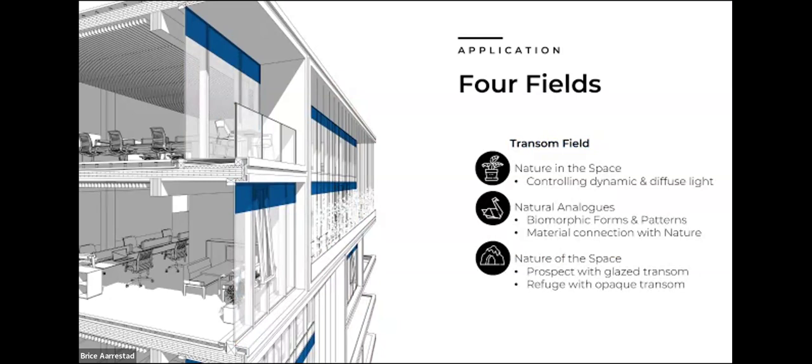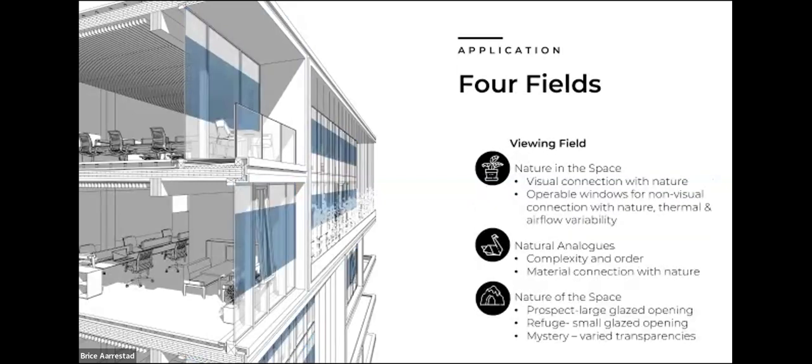Applying nature in the space, this is a field where you can do a lot to control the daylighting within a space. You're controlling that dynamic and diffuse light. You have the opportunity to use biomorphic forms and patterns on this plane as well as many others. Let's look at nature of the space. If you're designing a space to have a prospect, that transom is probably going to be glazed. If you're designing a space of refuge, that would probably be an opaque transom where you're trying to limit how much view space you have.